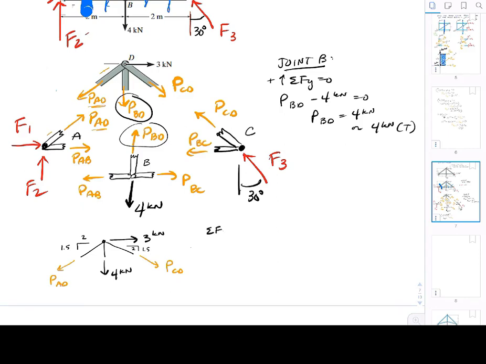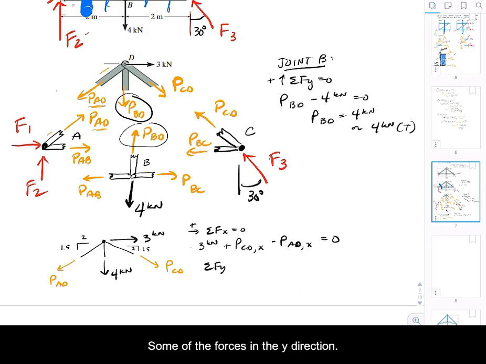So nothing that we can get with a single equation, but if we go sum of the forces in the x direction, that would be 3 kilonewtons. We'd have plus PCD in the x direction minus PAD in the x direction. All those have to equal 0. Sum of the forces in the y direction equals 0.